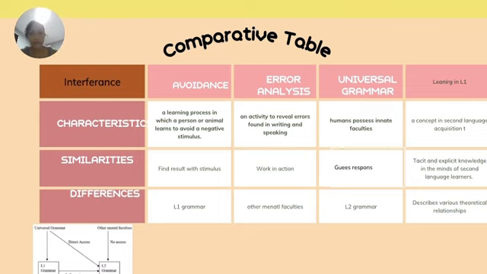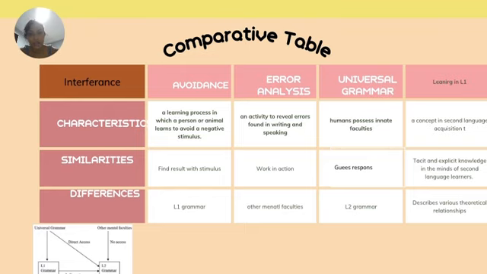Good evening. We have a comparative table, starting with interference. The characteristics: the people or the students learning in L1 is a concept in language acquisition. We have similarities because it's tacit and explicit knowledge in the minds of the second language learners, and the difference is this described various theoretical relationships.